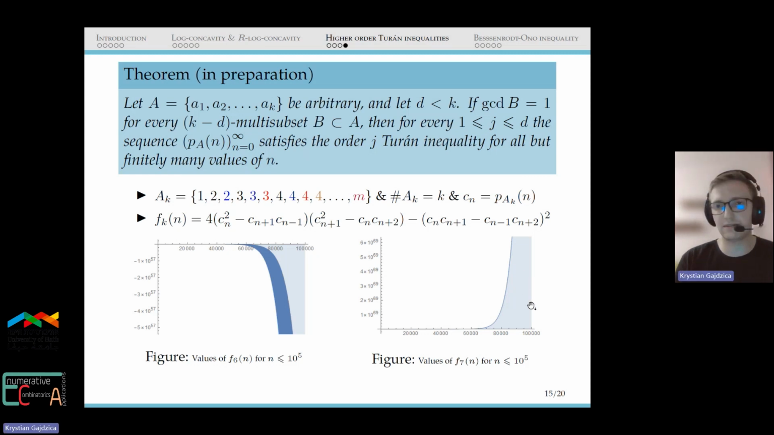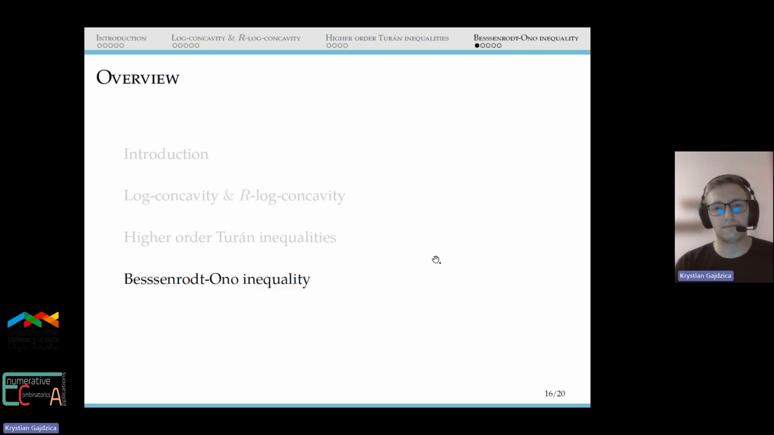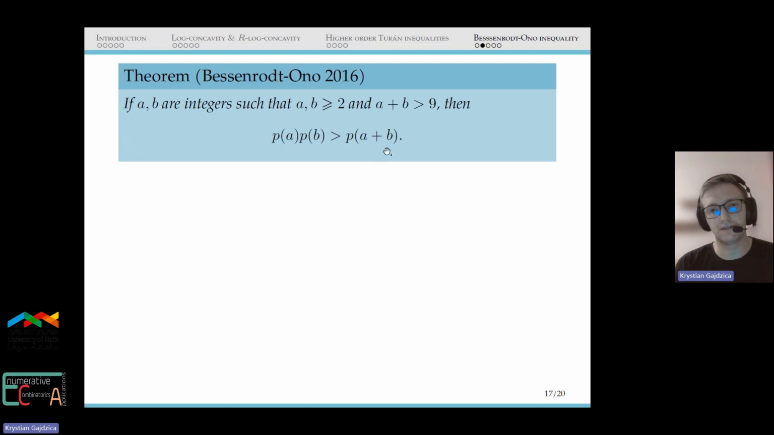Great. So at the end, let me say a few words about the Bessenrodt-Ono inequality. In 2016, Bessenrodt and Ono showed that the partition function fulfills the following inequality for all a and b greater than 2 and such that a plus b is greater than 9. And there are very similar results for other variations of the partition function.